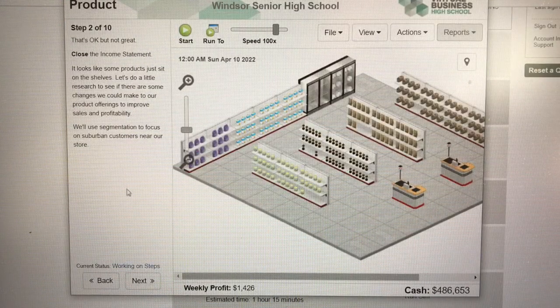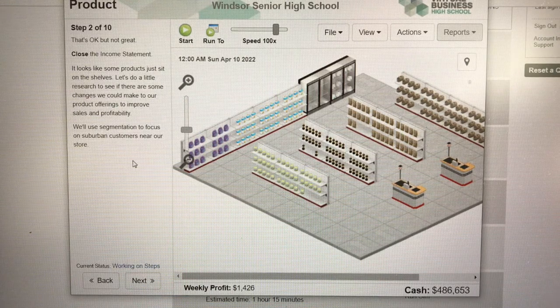All right, it says they want to use segmentation to focus on suburban customers near our stores. So you're trying to figure out what certain customers like more. You have different demographics in the world. Older people shop differently than younger people. You have people that are health conscious, where if they go to a grocery store, they're not going to buy fattening foods. They're not going to buy high-calorie items. Probably not as many desserts. If people have kids, their purchases are different. They're going to buy more juice, more Pop-Tarts, things that are kid-friendly, items that kids tend to eat a lot of.